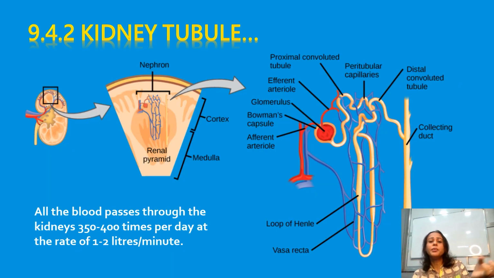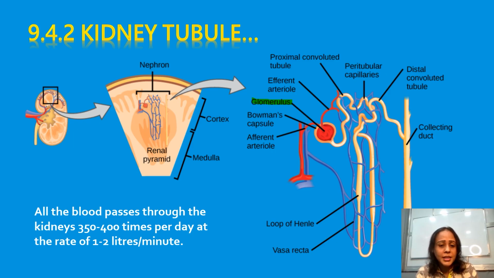Now here I have removed a single nephron and tried to show you the flow of urine, or formation of urine. So here you can see the glomerulus, which is a bunch of capillaries that is going to filter out the blood, and it will pass through the nephron and get collected in the collecting duct.